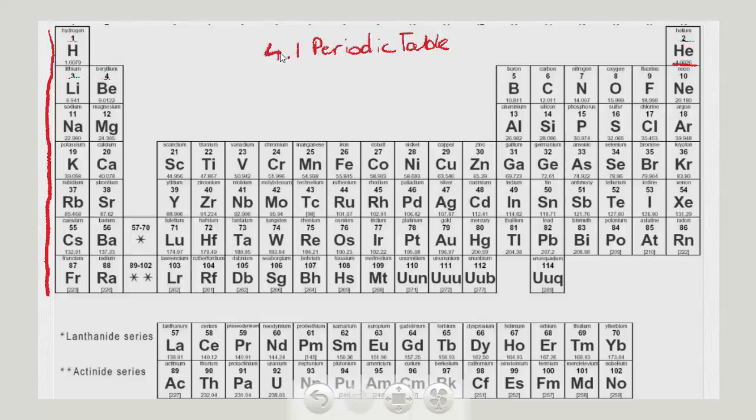Then we have the penultimate and the final group. The penultimate group is known as halogens. They have 7 valence electrons. And the very last group is known as noble gases. They have 8 valence electrons. Or in the case of helium, I beg your pardon, it's 2.